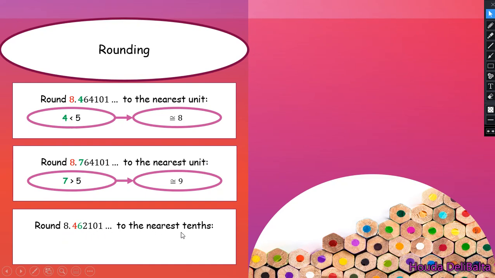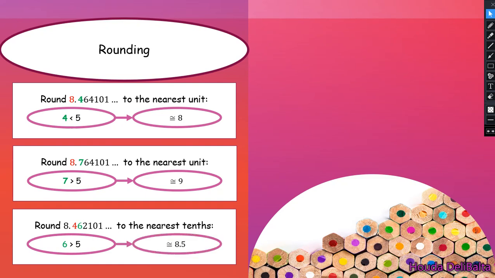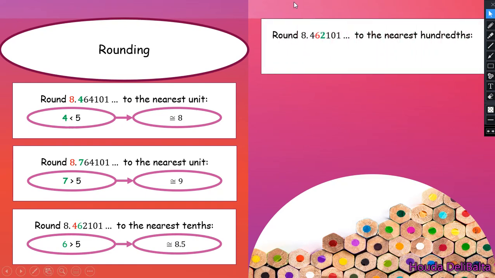Let's continue. I have to round 8.46210, etc., to the nearest tenths. Where is the tenths digit? It is 4. So I just look after the number. After 4. So here is the tenths digit, and here is the number I have to look at. It is 6. What about 6? 6 is greater than 5. Then 4, the required digit, the red one, is going to be increased by 1, and thus the answer is 8.5.